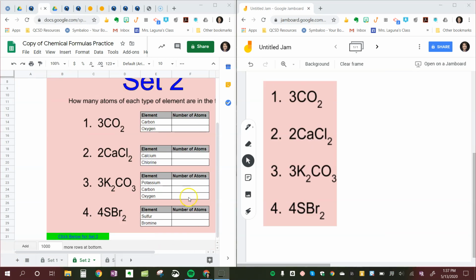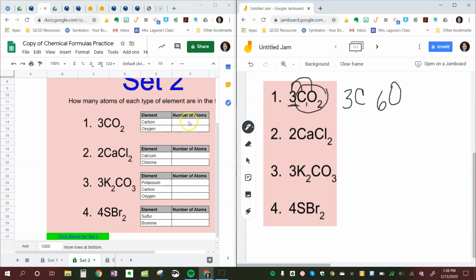Now in this set, we've added coefficients in front of the chemical formulas. What do they mean? What do they tell us? So let's just look. When we have a coefficient, like the 3 is here in carbon dioxide, that tells us that everything in the formula is repeated 3 times. So we have 3 times 1 carbon, or 3 carbon. And we have 3 times 2 oxygen, which would be 6 oxygen.